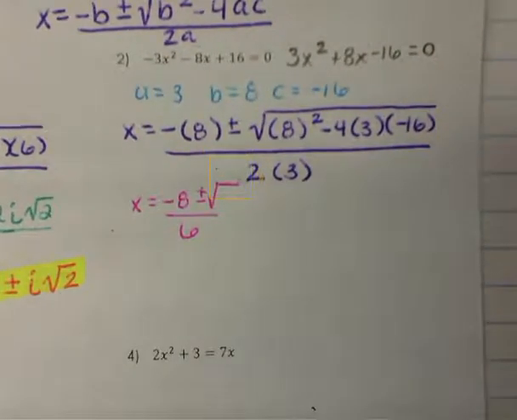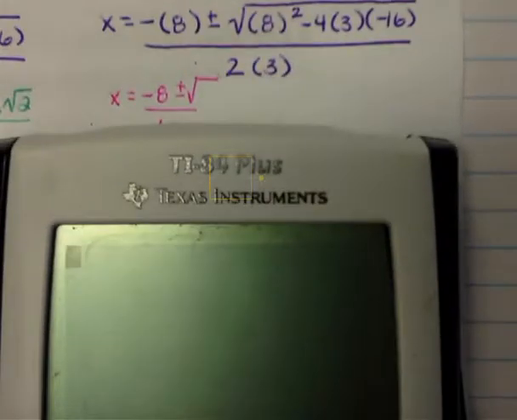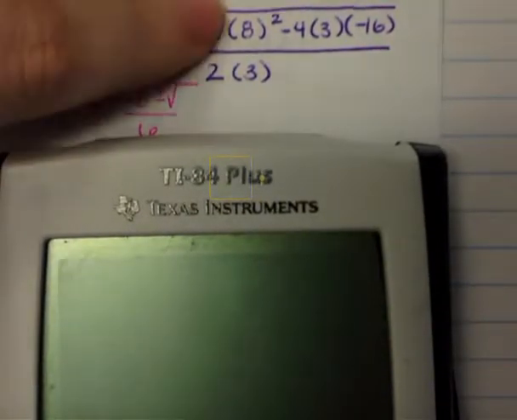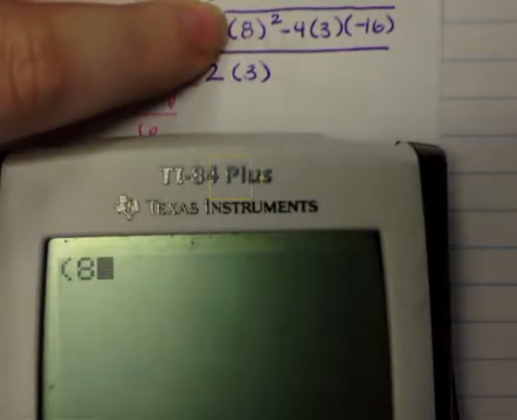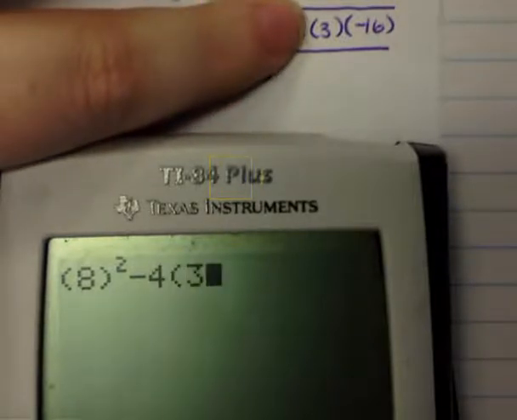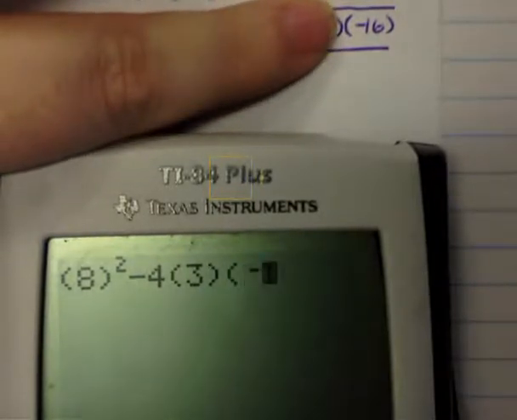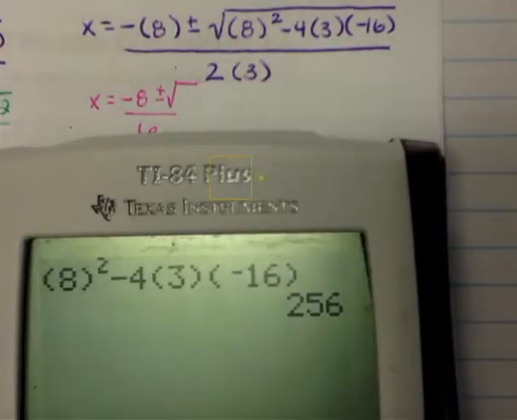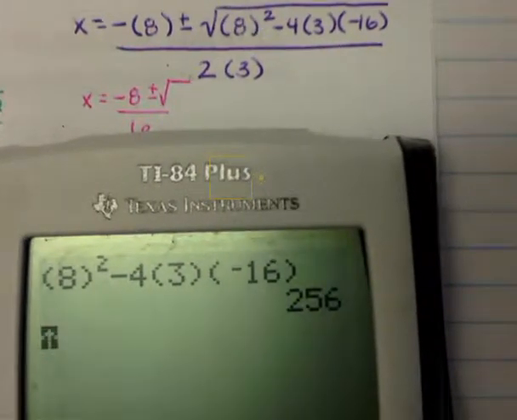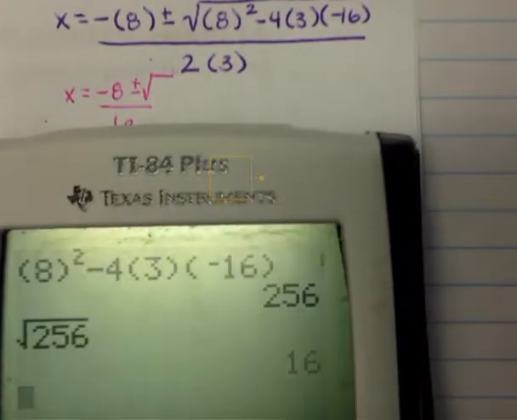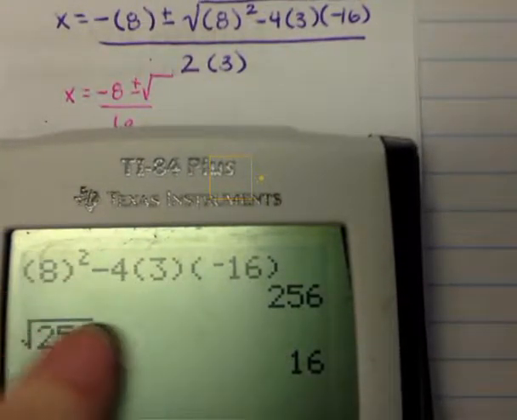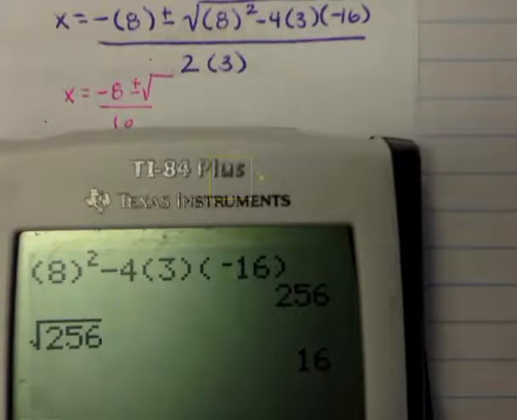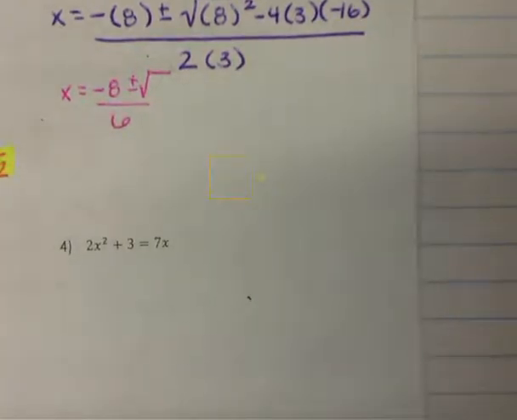So using the calculator, we're going to find the discriminant. Again, without the square root symbol, it's just parentheses 8, parentheses squared, minus 4, parentheses 3, parentheses, parentheses negative 16, parentheses. Our discriminant is 256. If we take the square root of that real quick to see if it's a perfect square, it is a perfect square because it gives us a whole number. So that means that we will have two real rational answers. That means we will not have a radical left in our answer. So this is 256 right here. That's our discriminant.